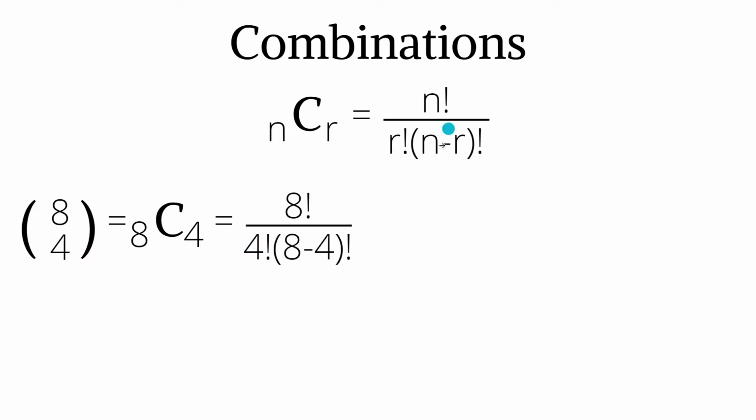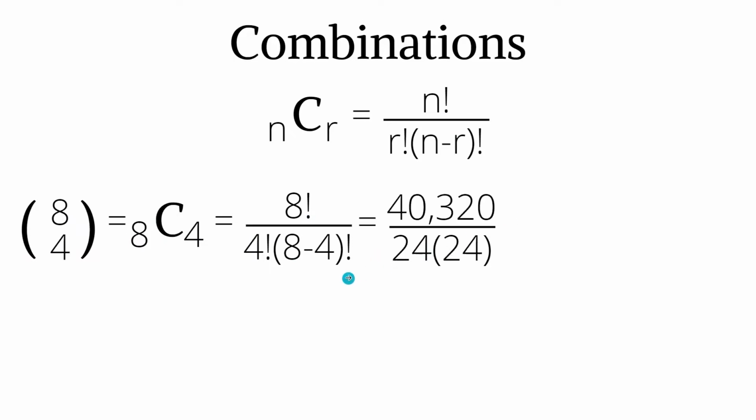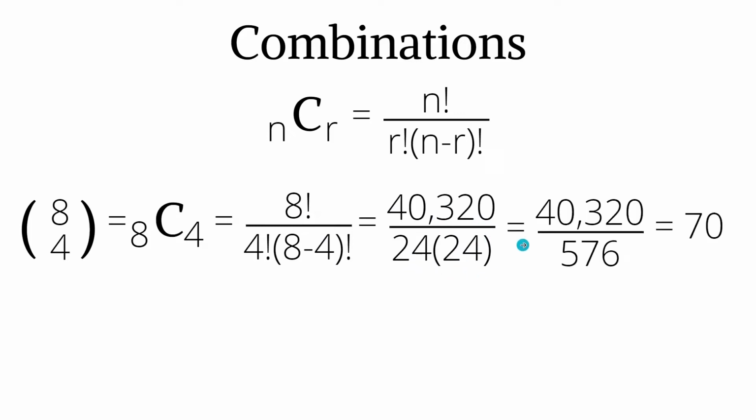We're going to use this formula, and we're going to plug in the numbers: 8 factorial over 4 factorial times 8 minus 4 factorial. When you do that, you can plug these numbers into your calculator. You get 40,320 over 24 times 24. That's pretty simple to do in your calculator as well. You can simplify it again, and then you get that the answer is 70.